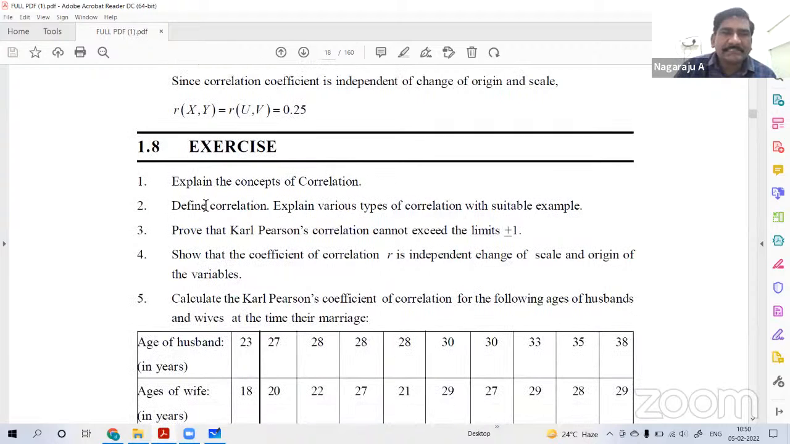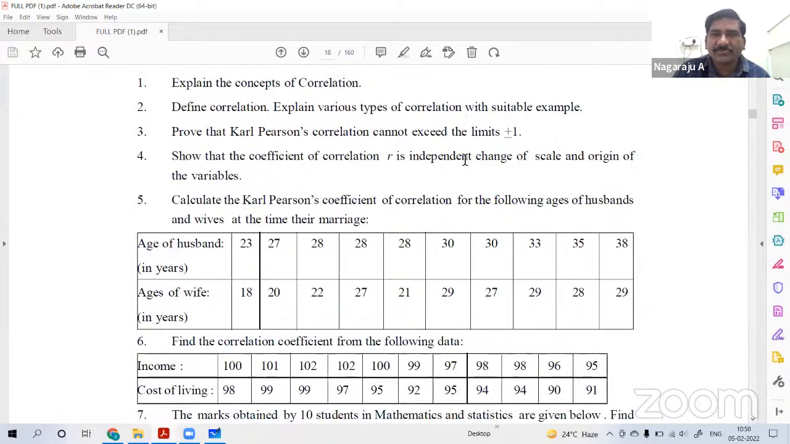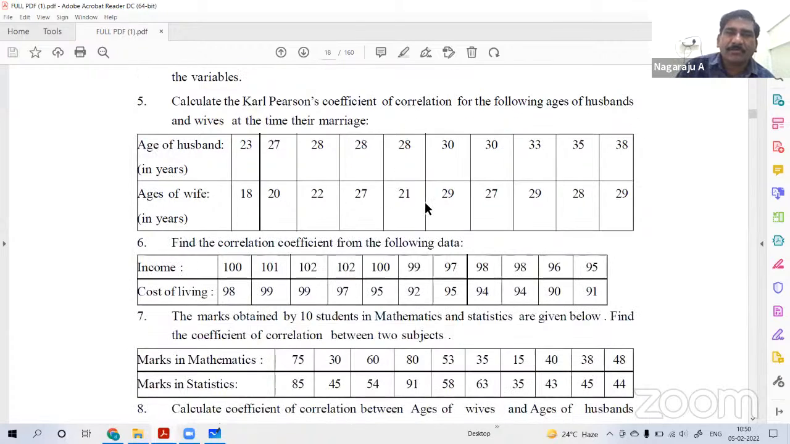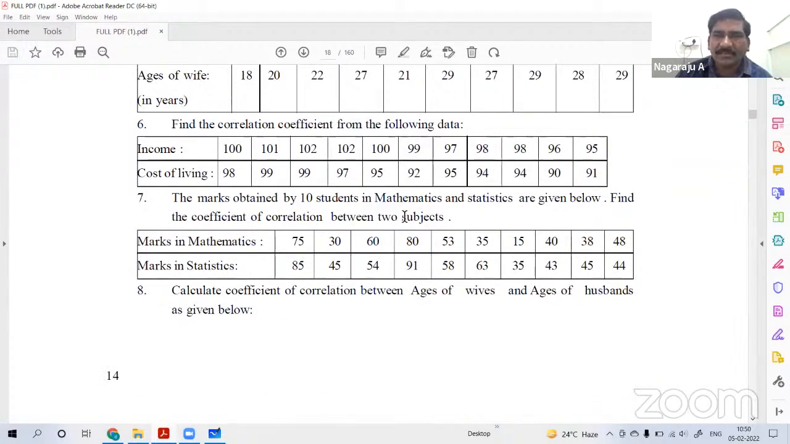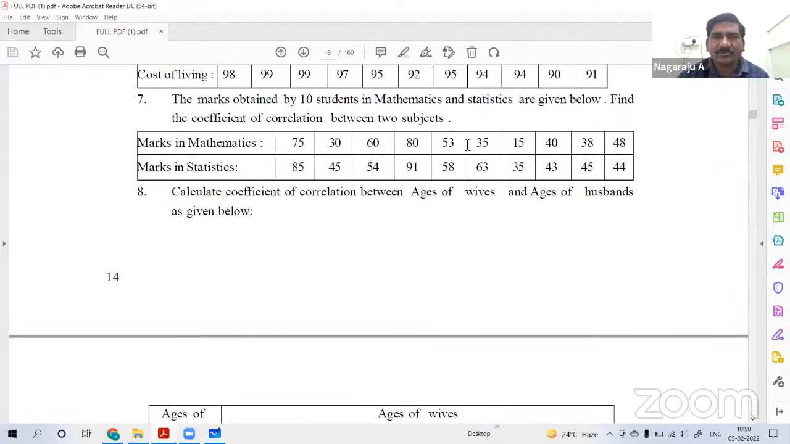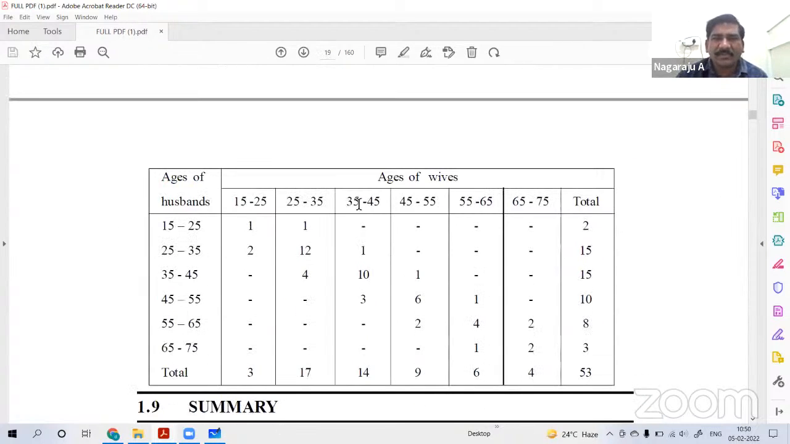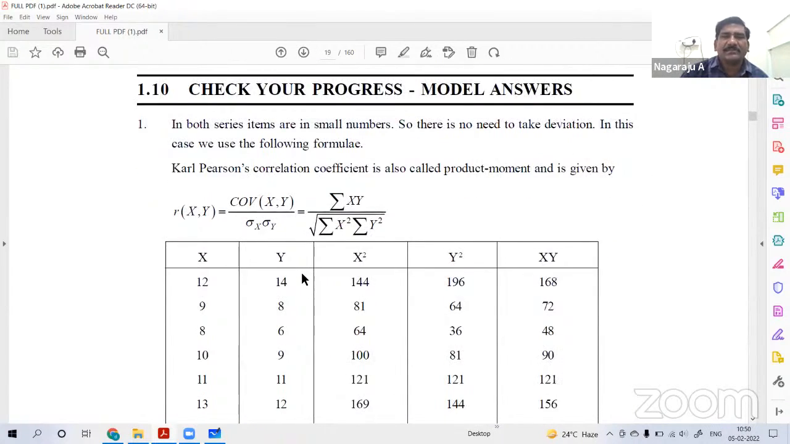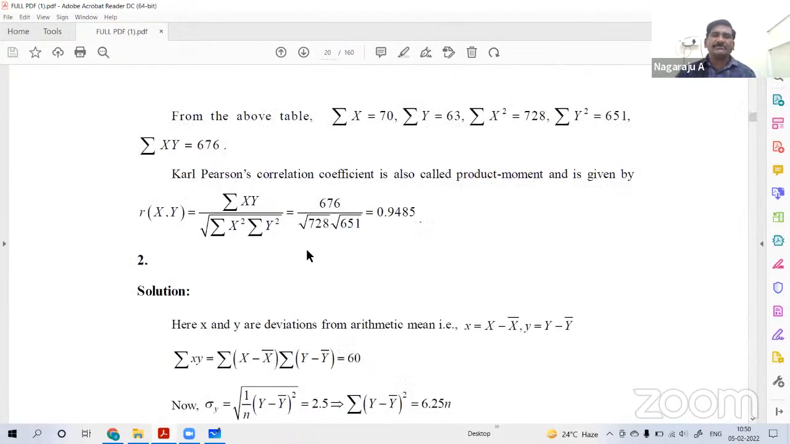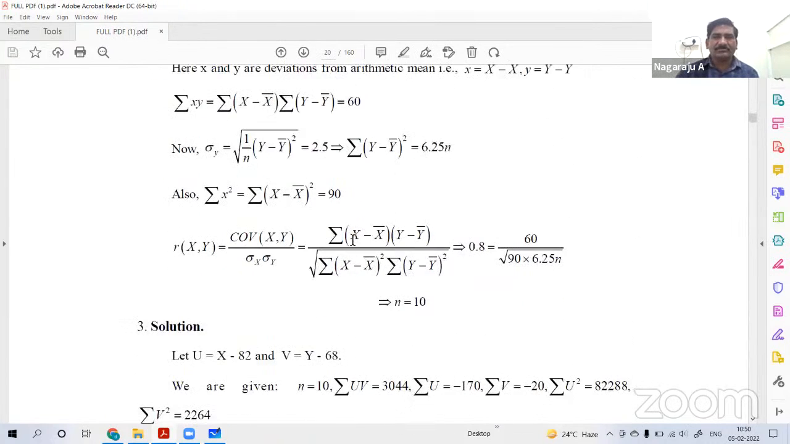In this unit, there are exercises. Explain the concept of correlation, define correlation and the Karl Pearson coefficient of correlation limits, and one problem on the correlation coefficient and the Karl Pearson coefficient of correlation. Then here, data of 10 students is given; find the coefficient of correlation. Here multivariate correlations are given. This is an oral idea about that. Do this. Above, examples of values were solved.